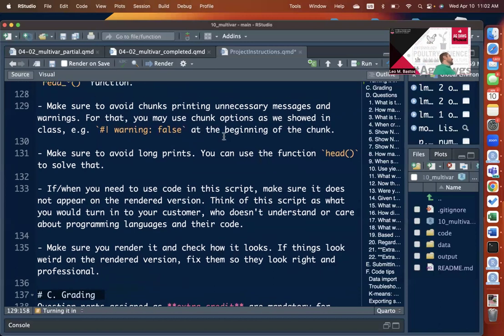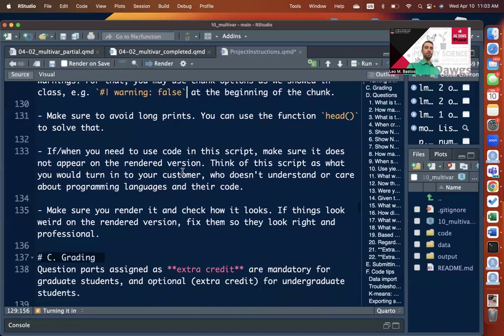If the chunk is creating warnings or messages that really are just cluttering the output, you can inhibit that by using this notation here on the beginning of the chunk. We've seen this before already, so this should not be anything new. There are some scripts that I have this included, so you can use that for reference as well.